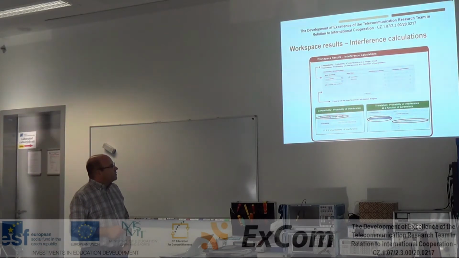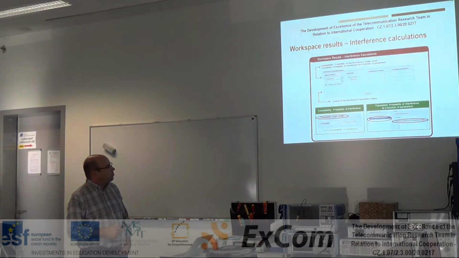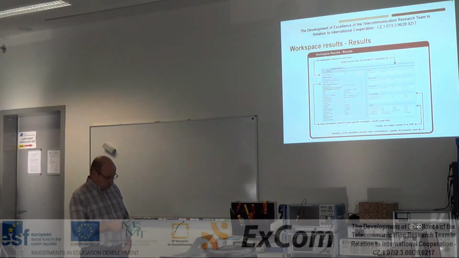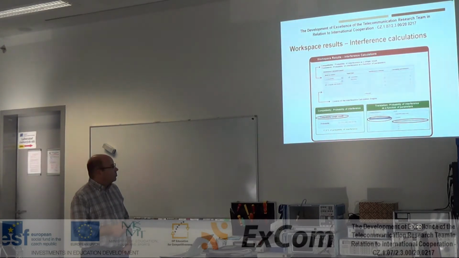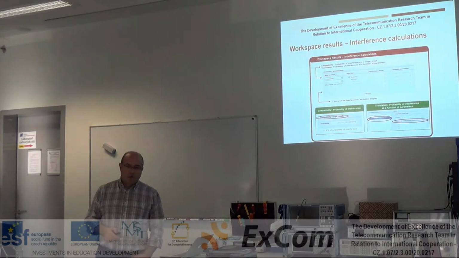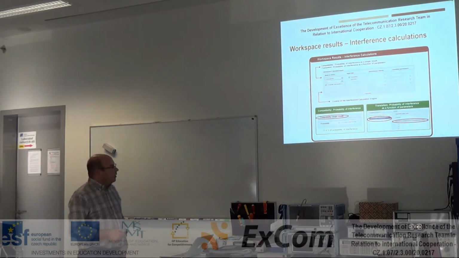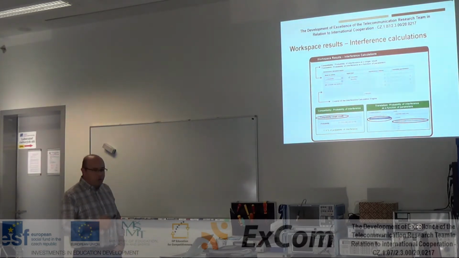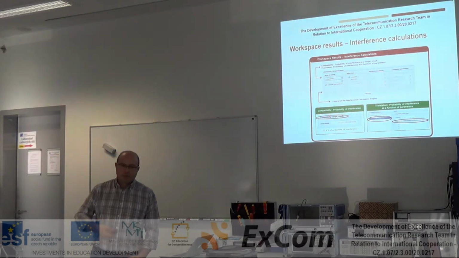Finally, this is the last picture. Here we can see the interference calculation. First we define which kind of criteria we are going to use for the interference. Here it's carrier over interference, but it can also be carrier over noise plus interference, and so on.